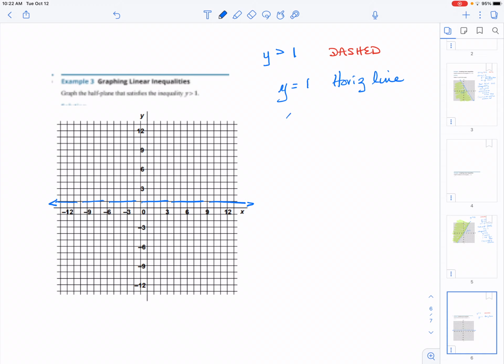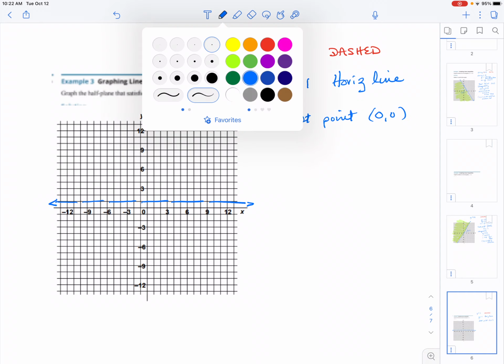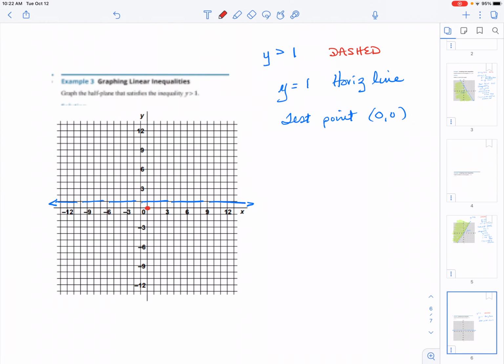And then I will pick a test point. I could pick the origin again, which is right here. So I'm testing (0, 0). If this works, I'll shade down below. If it doesn't work, I'll shade up above. So you go back to your inequality. y greater than 1. And the y value that I have here in this point is 0. So is 0 greater than 1? It is not. That is not true.